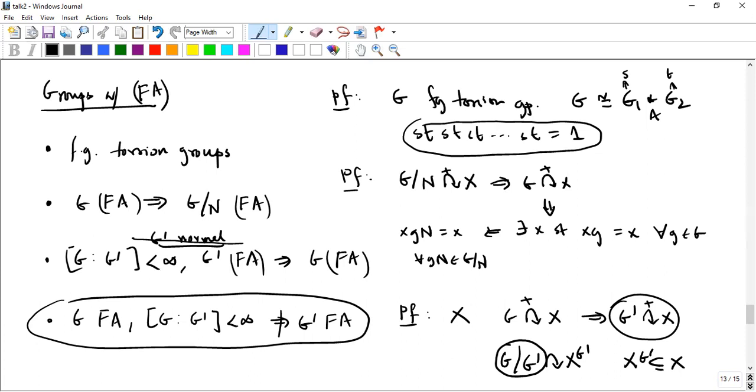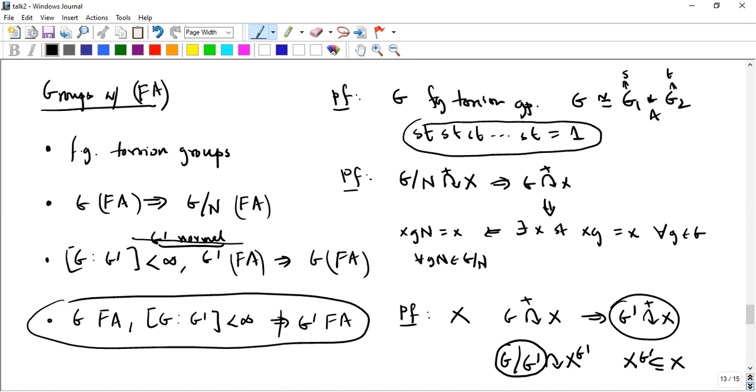You can always boil down questions about finite index subgroups to finite index normal subgroups. But this is not true for property FA. If you have G which has property FA and G' in G has finite index, then G' need not have property FA.